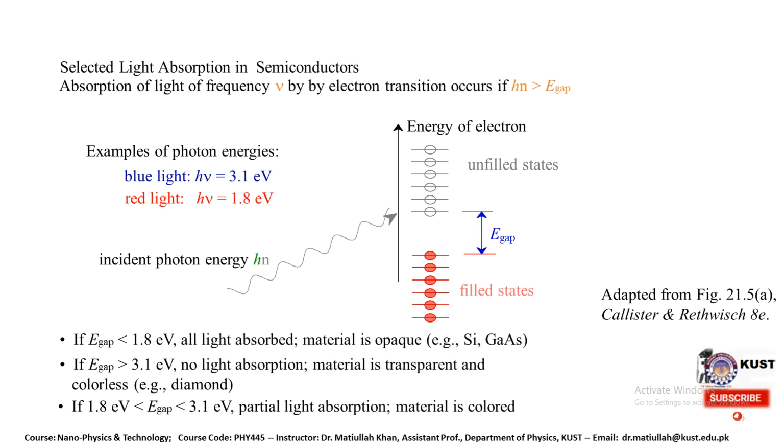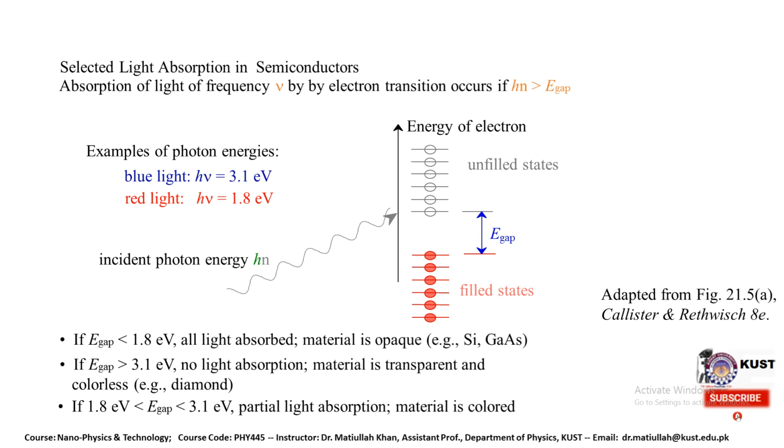So how does selective light absorption in semiconductors occur? It is the absorption of light of frequency ν by electron transition if hν is greater than E gap. So what happens? The electron moves from the valence band toward the conduction band, from the filled state toward the unfilled state. This is in the case of semiconductors, but the previous absorption was in the case of metals. There is a band gap, that is the gap between the top of the valence band and the bottom of the conduction band.